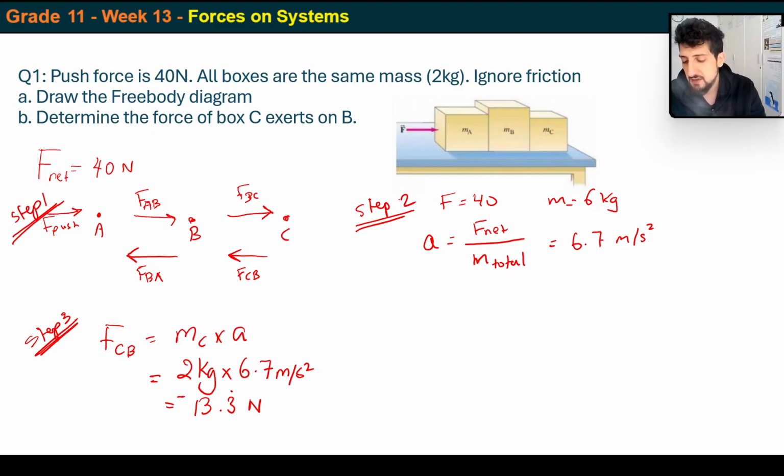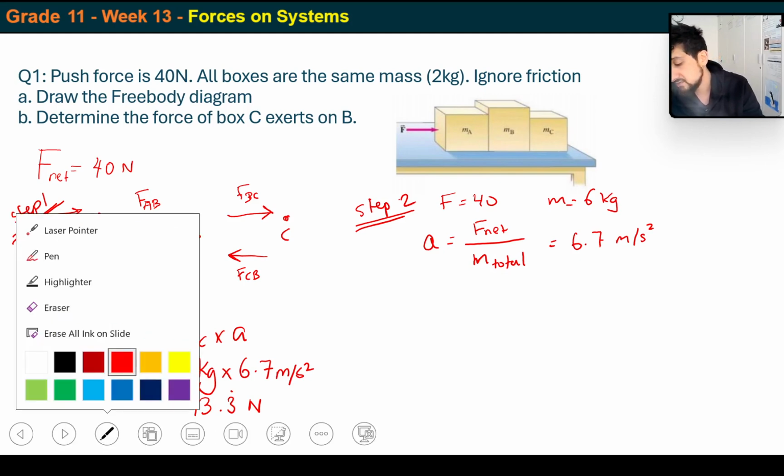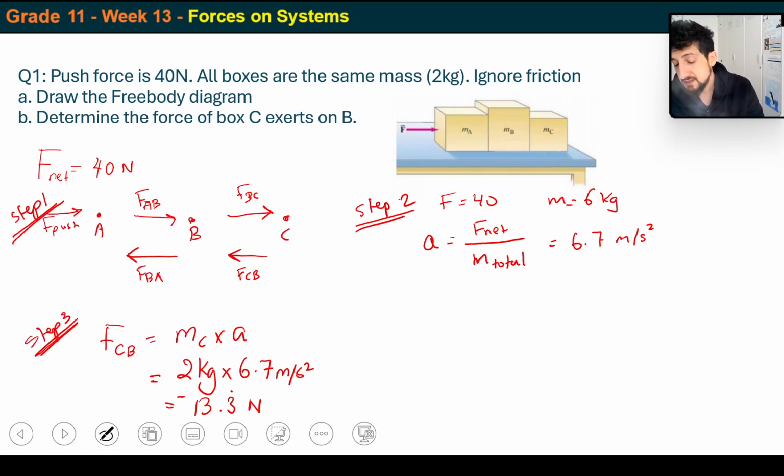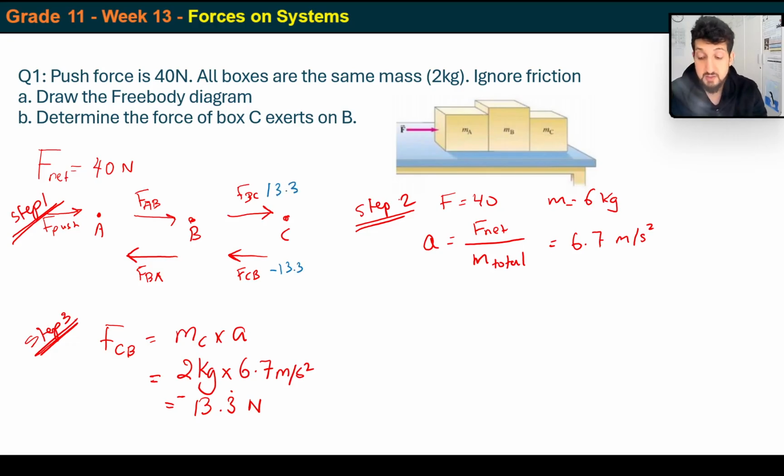Now, if I work that out, then I've also worked that out. Okay, so I'm just going to change the color for a second. So that's negative 13.3, and guess what? That's going to be 13.3, just like that. Now, what's going to be the force of A on B then? And somebody might be asking, well, hang on a minute, what's the force of B on A? Well, slightly different situation here.